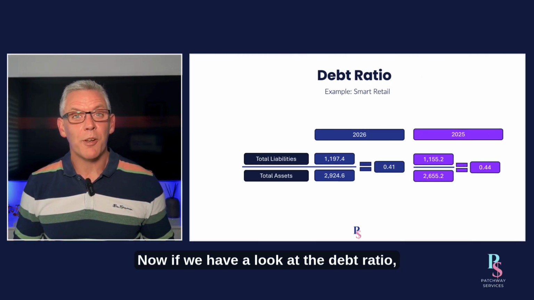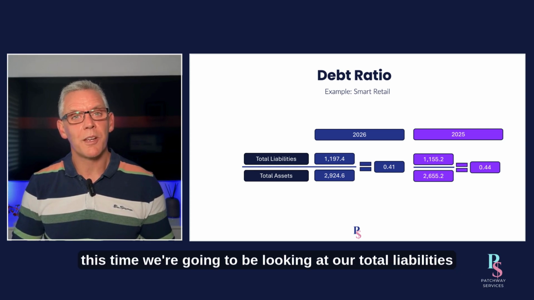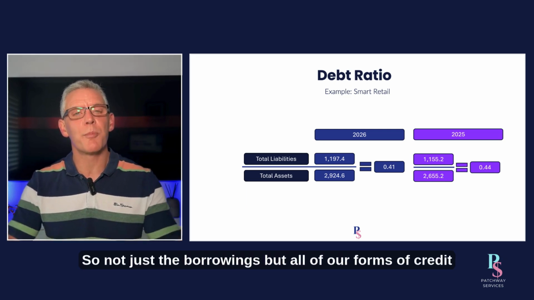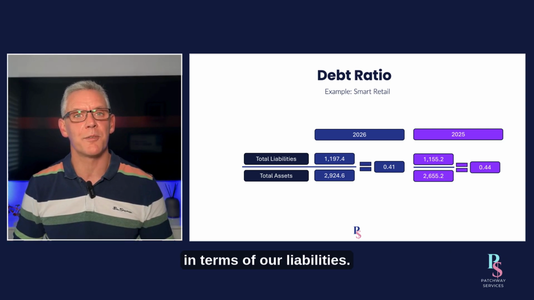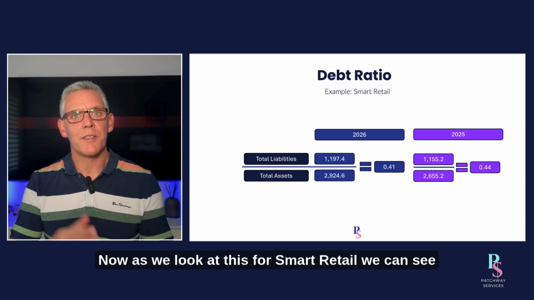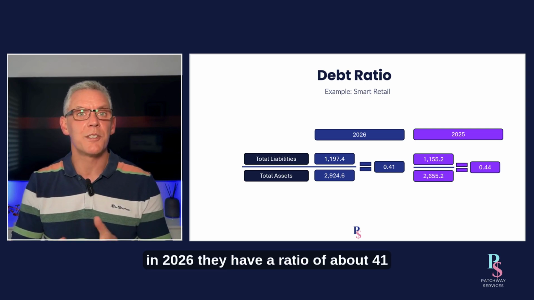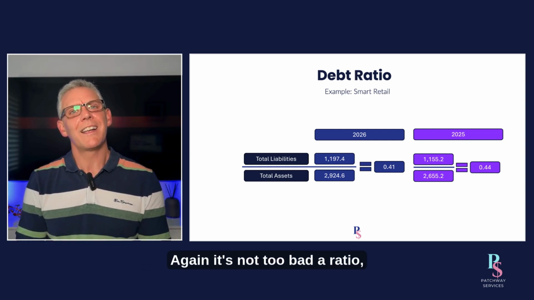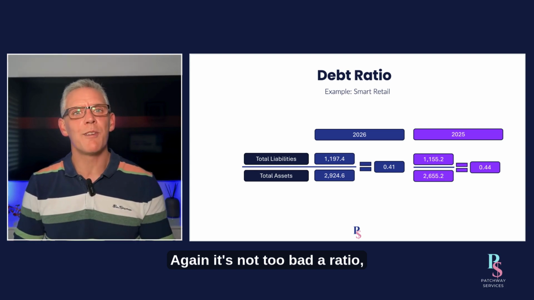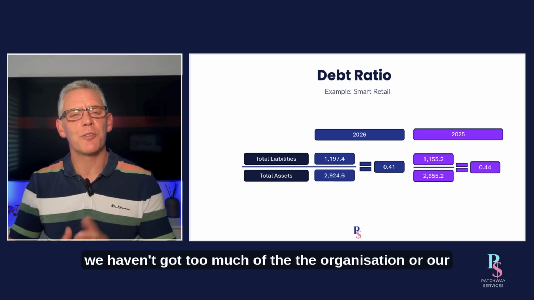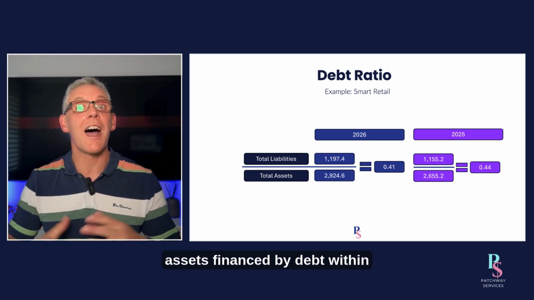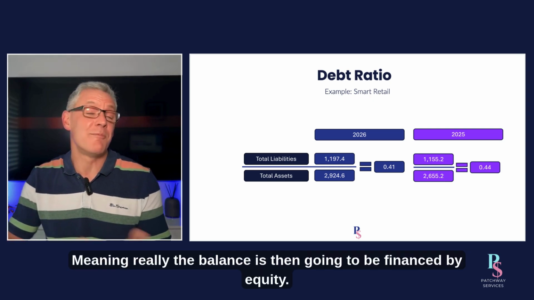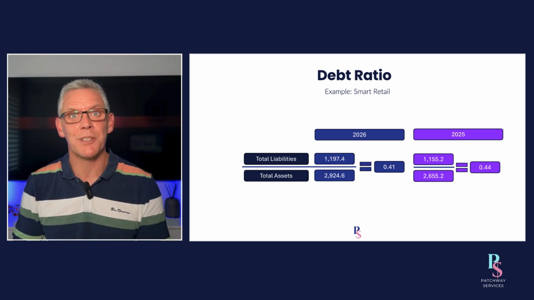Now, if we have a look at the debt ratio, this time we're going to be looking at our total liabilities divided by our total assets. So not just the borrowings, but all of our forms of credit in terms of our liabilities. Now, as we look at this for Smart Retail, we can see that in 2026, they have a ratio of about 41% or 0.41. Again, it's not too bad a ratio. It's not getting too high. We haven't got too much of the organization or our assets financed by debt within that aspect, meaning really the balance is then going to be financed by equity.